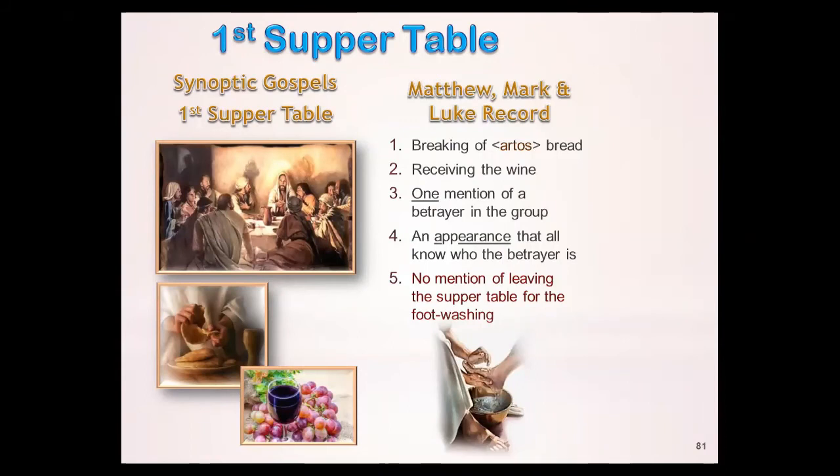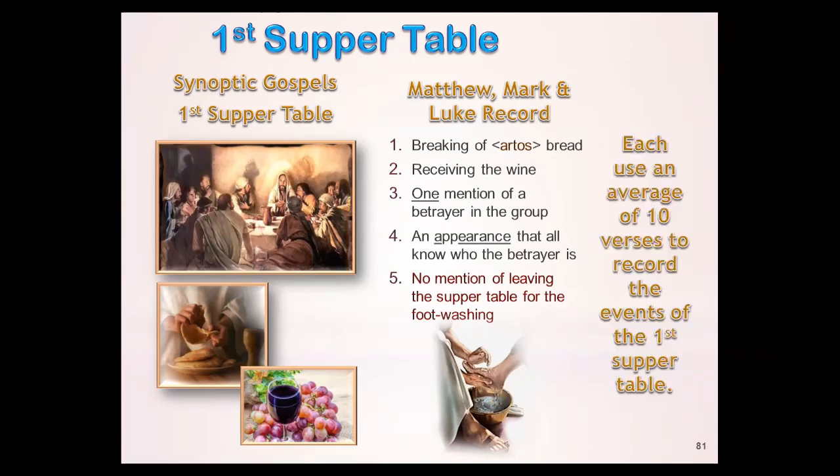In the first supper table of the Synoptic Gospels, Matthew, Mark, and Luke record the breaking of artos bread and receiving the wine. There is one mention of a betrayer in the group. There is an appearance that everyone knows who the betrayer is, and there's no mention of leaving the supper table for the foot washing. And each one of them has an average of 10 or 11 verses that record the events of the first supper table.